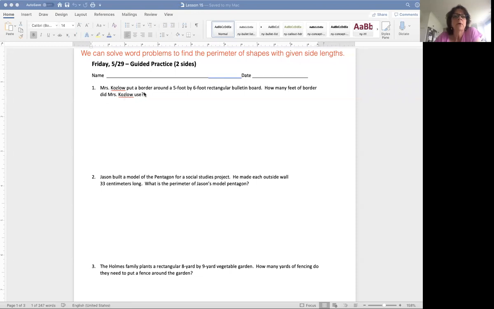Mrs. Coslow put a border around a 5-foot by 6-foot rectangular bulletin board. How many feet of border did Mrs. Coslow use? So my knowns are a 5-foot by 6-foot rectangular bulletin board. Now I can picture in my mind that I need a rectangle and it is 5 feet by 6 feet. So I'm going to go ahead and draw a rectangle. That will be my picture.